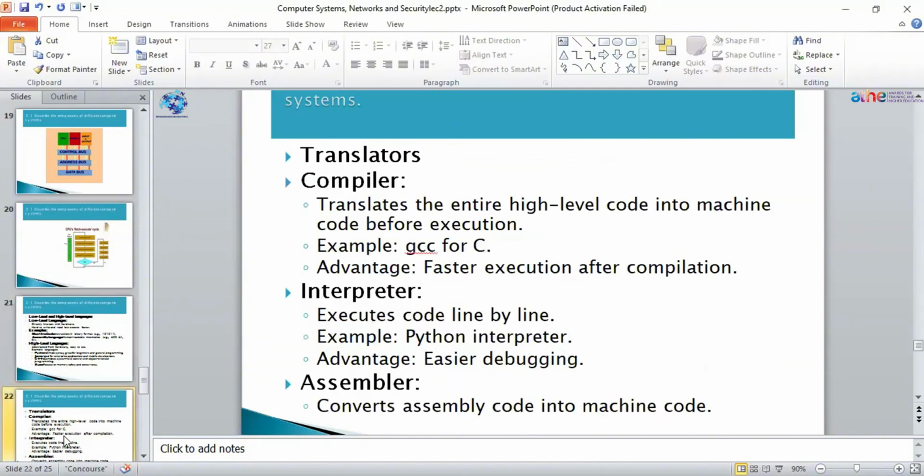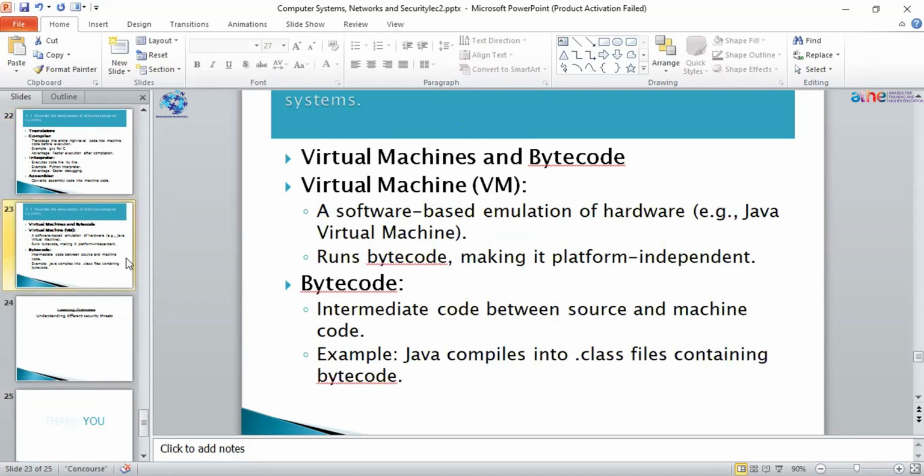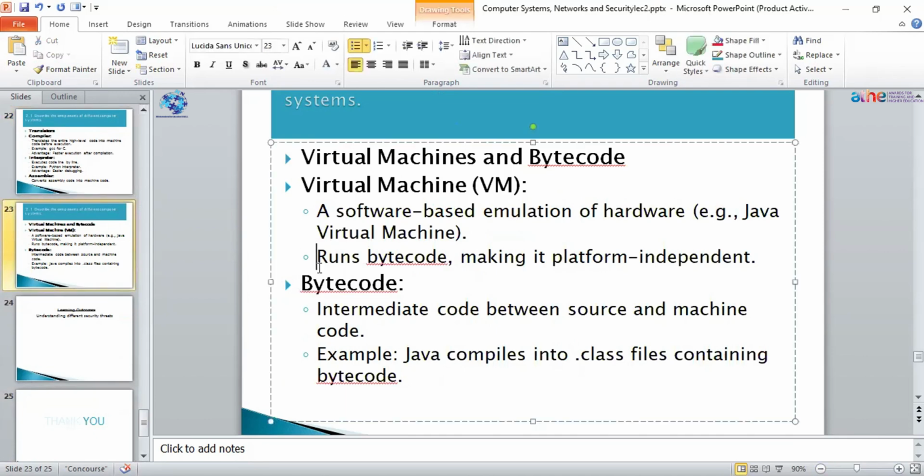Then we discussed the translators, meaning the compiler. We discussed the interpreter. We discussed the assembler. Then we discussed what a virtual machine is. We discussed what bytecode is. We discussed all of these things.